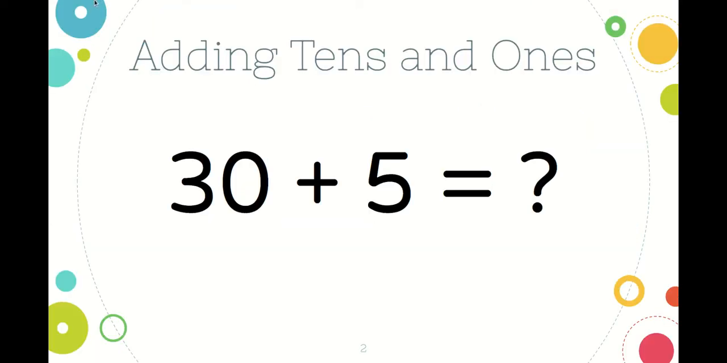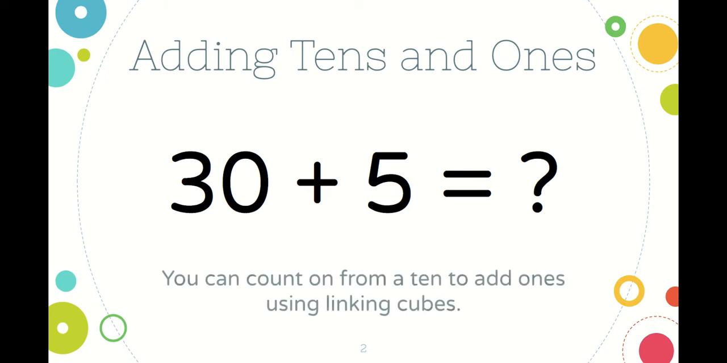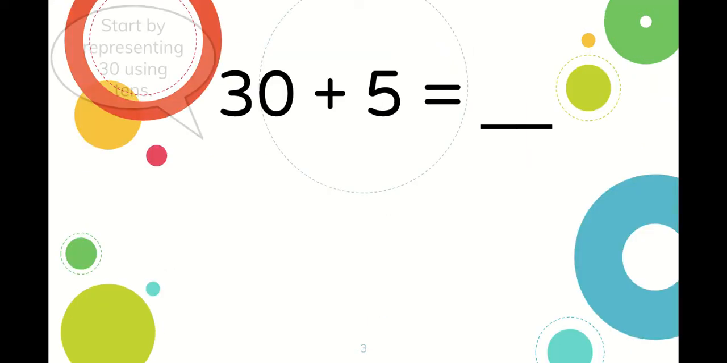So let's get started. Here's our first problem: 30 plus 5. Now just to reiterate, as we have been learning more and more addition strategies, if you see that, hey, I don't really need this strategy because I can figure this one out really quickly, that's awesome. That's totally okay. This is just a way to give you more strategies and tools in your toolbox to help you solve them as the problems get a little bit more difficult. So we can count on from a 10 and then add ones to figure out our answer.